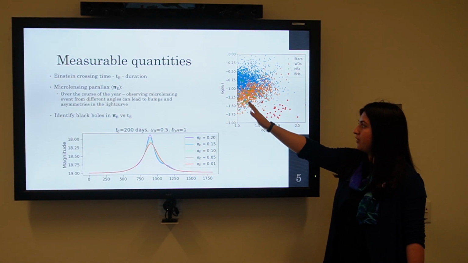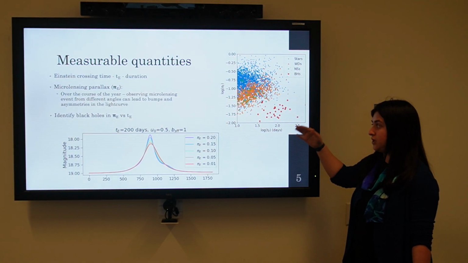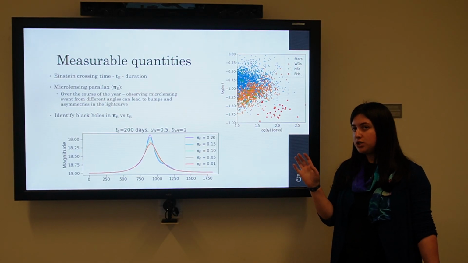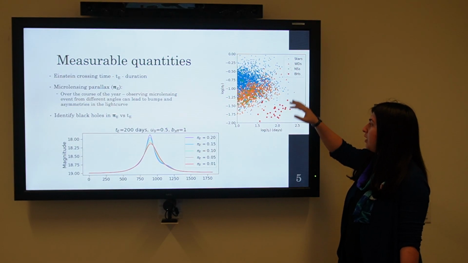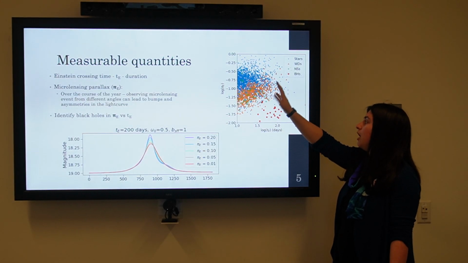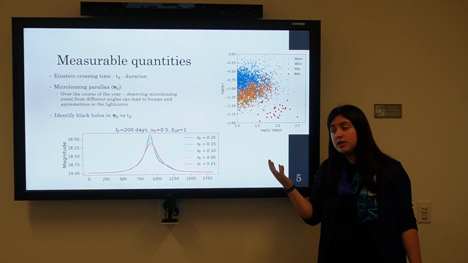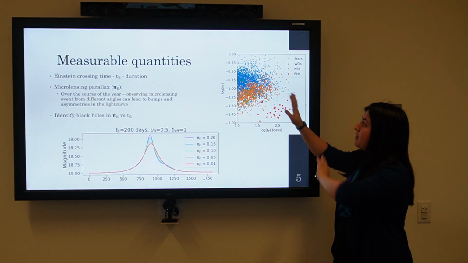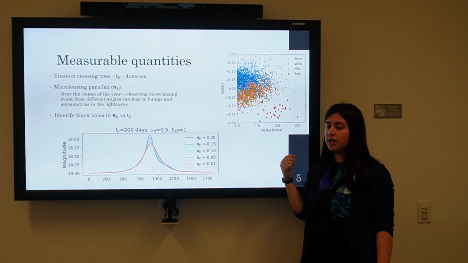So here we have the microlensing parallax, so that asymmetry, as a function of the Einstein crossing time, that duration. And these are for a set of simulated lenses. And so you can actually start to identify black holes in this space. So in red are simulated black hole lenses, and they separate out from the rest of the stars and other objects in this space. But as I mentioned before, there's a lot of degeneracy, so there's a lot of mixing between all these populations, and there's uncertainty in some of these measurements that can make it hard to distinguish.